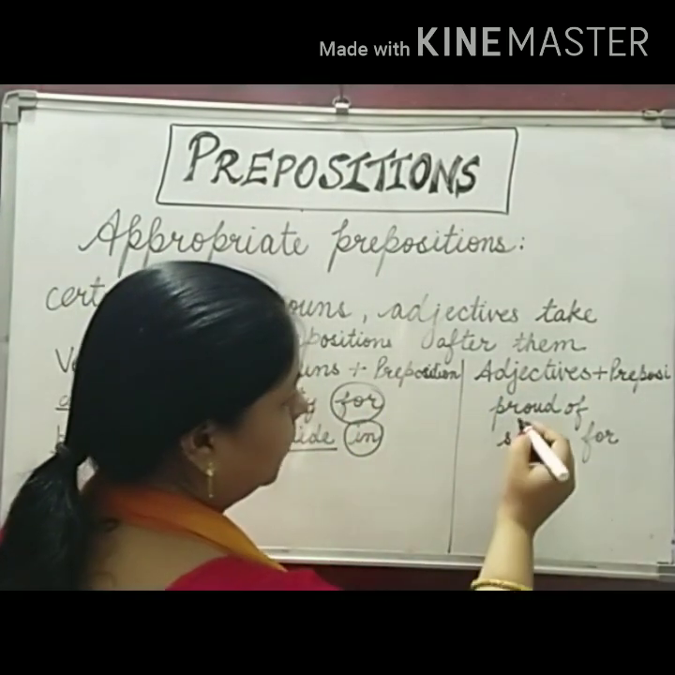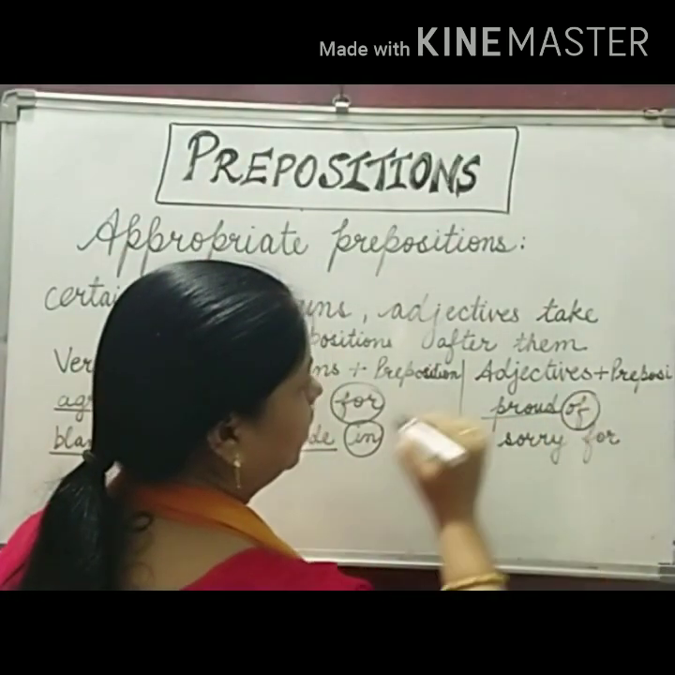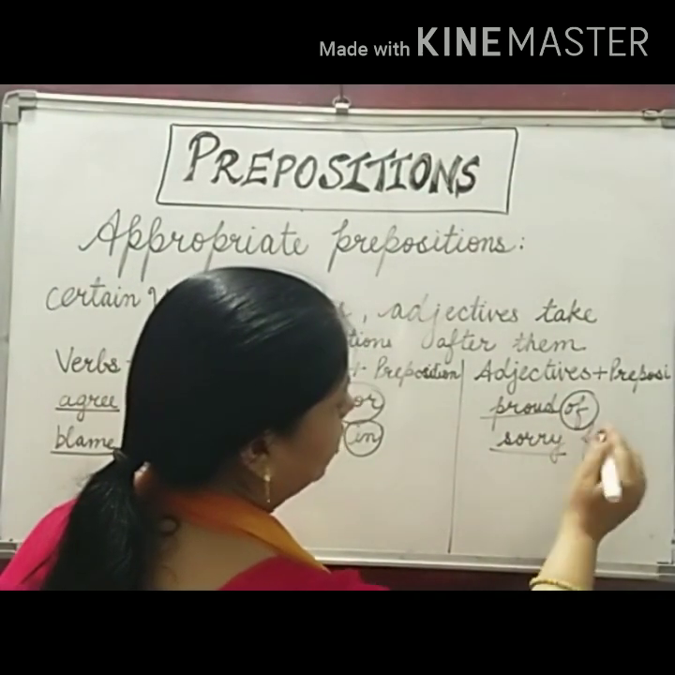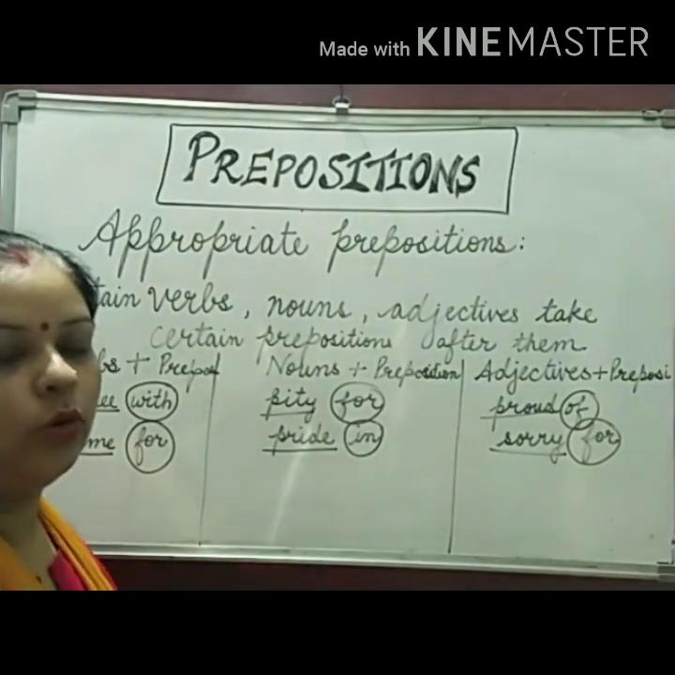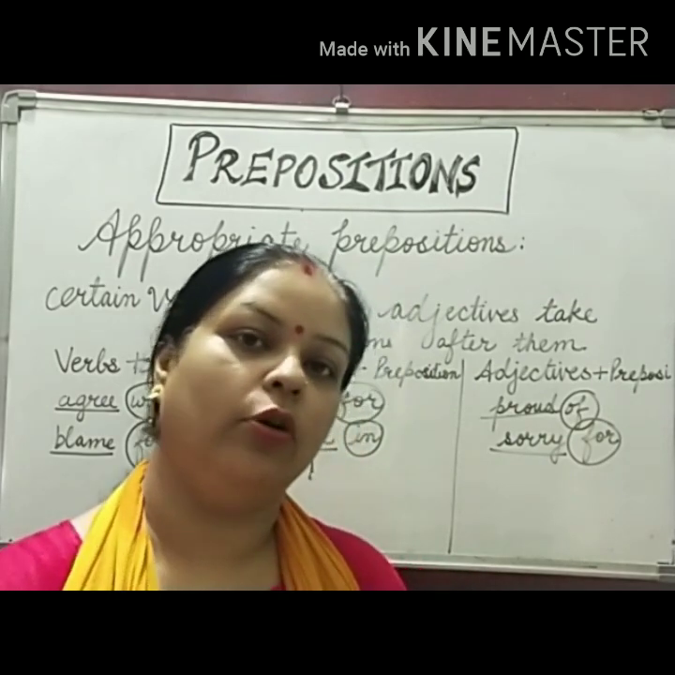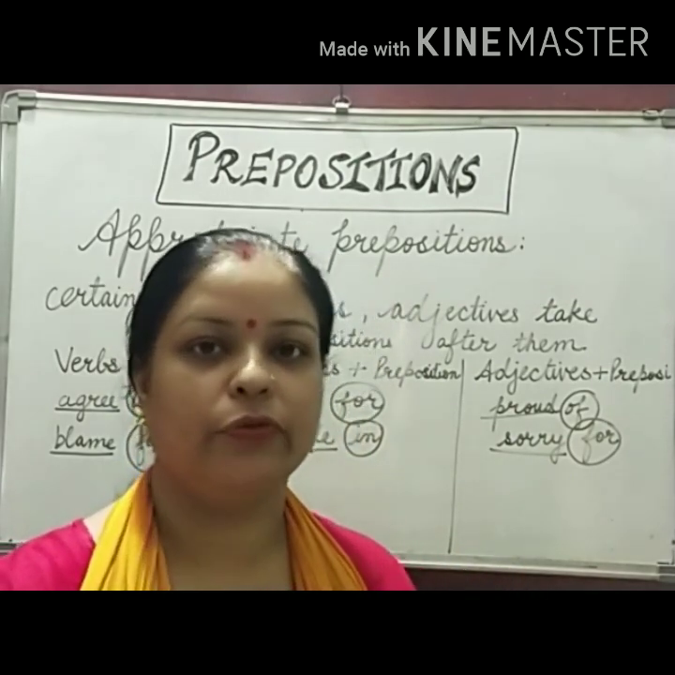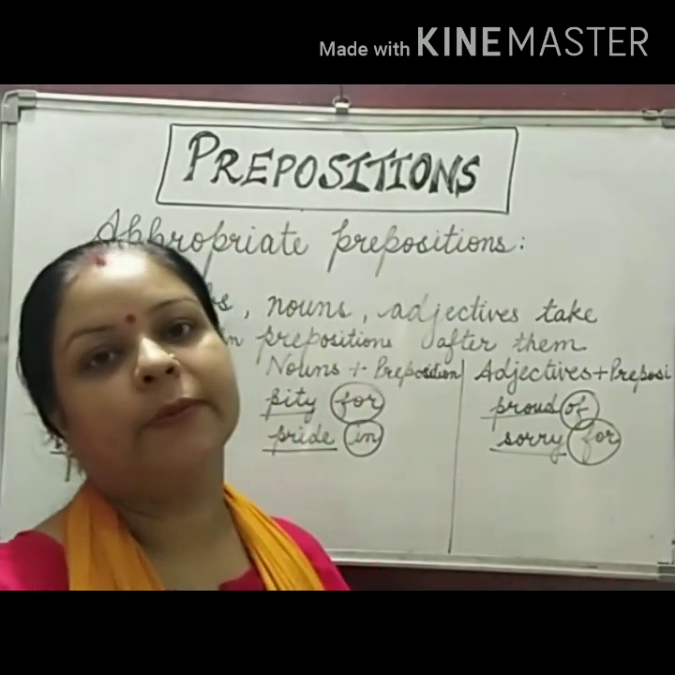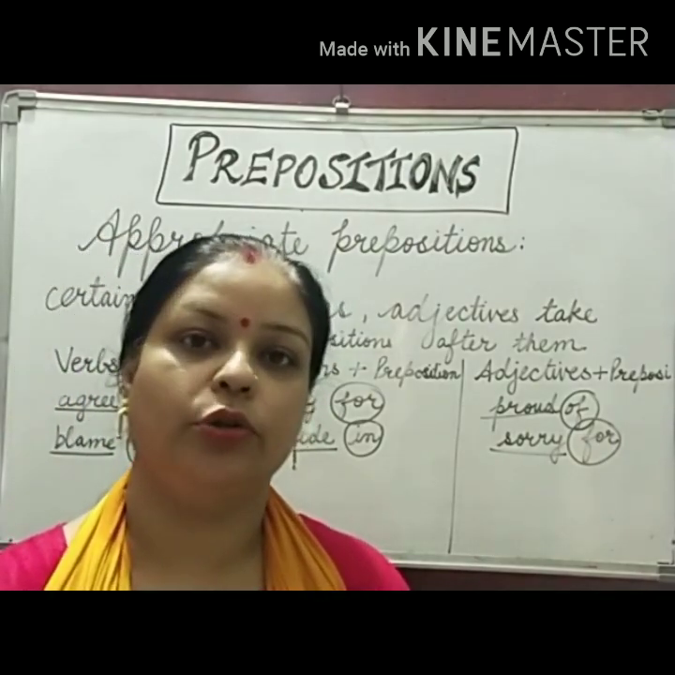Adjectives plus preposition. Proud is an adjective and we use of with it as a fixed preposition. Then sorry is an adjective and with this we use for. Other than them, there are many other appropriate prepositions used with verbs, nouns and adjectives which you need to study and learn. I hope, children, that the topics and points given in our course book are clear to you.